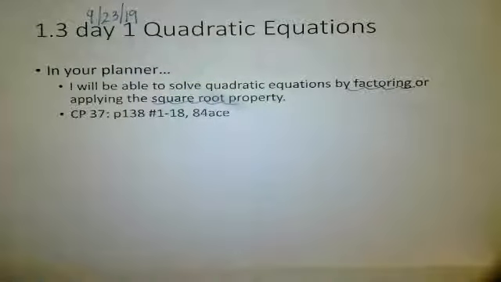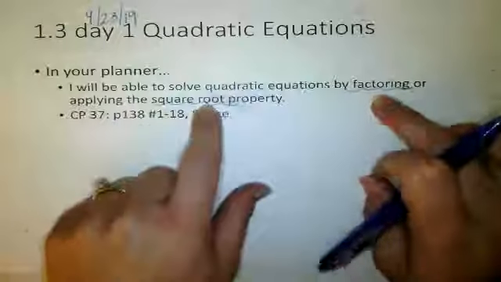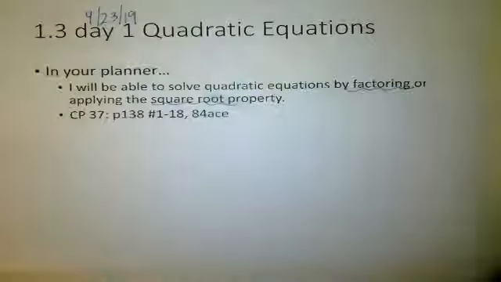Some of them work all the time and some don't work all the time. So today with factoring and the square root property, these only work some of the time. Solving by factoring or solving by taking square roots only works some of the time. But the reason we learn these is because they're the fastest. They're definitely the easiest. But they don't work all the time. So it's a trade-off.